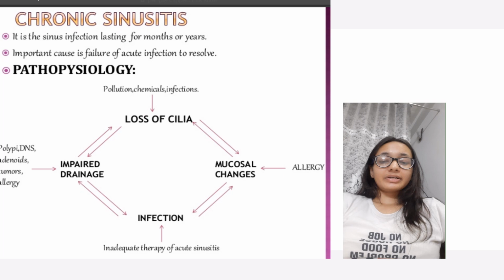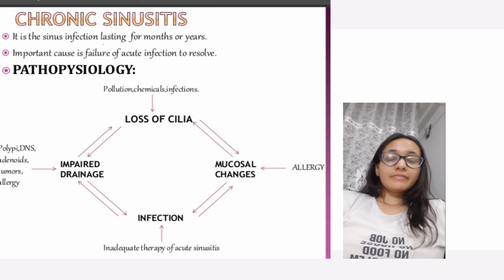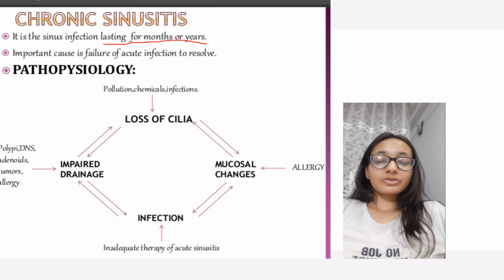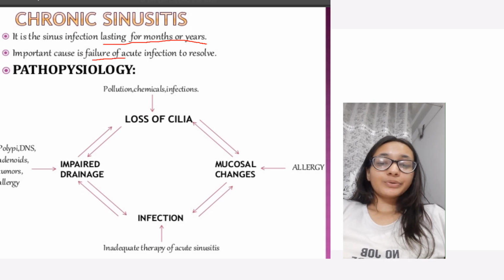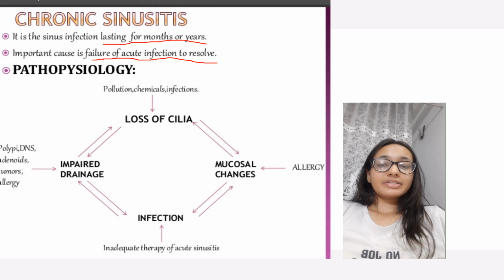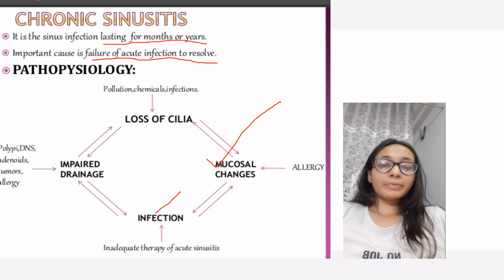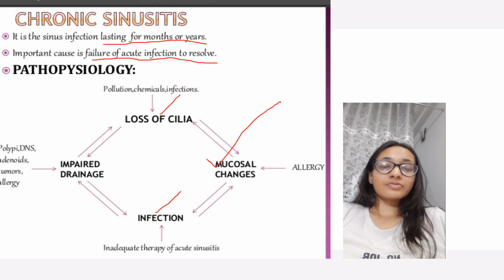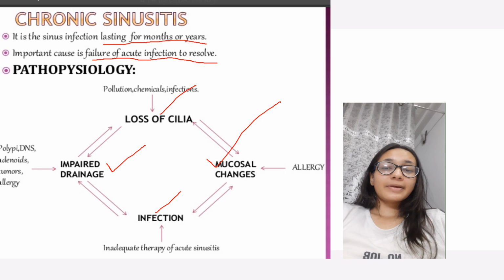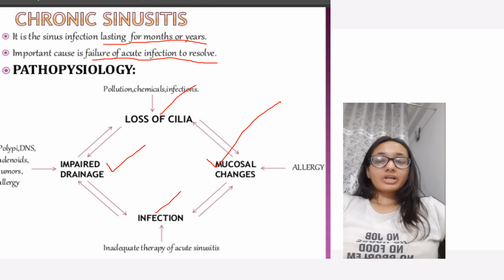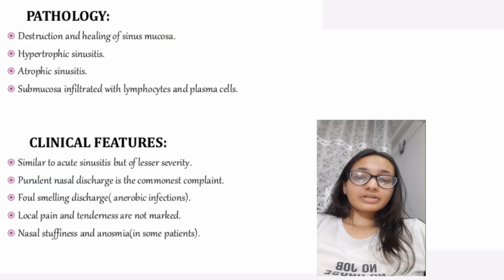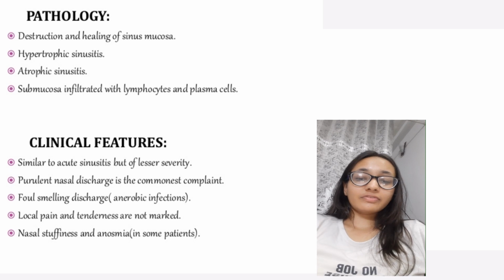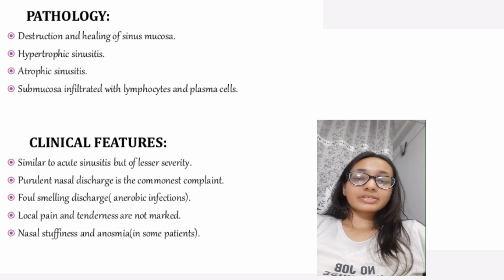Now, chronic sinusitis is when the infection persists for more than 3 months or years. So basically, when the acute infection cannot be resolved, we say it is chronic sinusitis. It can be due to repeated mucosal changes or repeated infections, or when there is loss of cilia, as well as impaired drainage of these secretions. In chronic sinusitis, we can also see destruction and healing of the nasal mucosa, and hypertrophic sinusitis and atrophic sinusitis can also be seen.